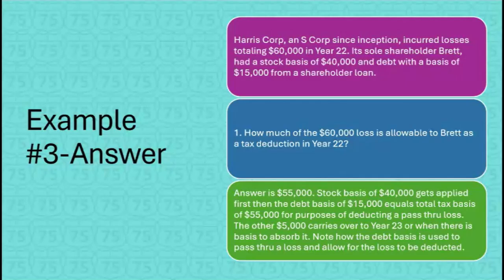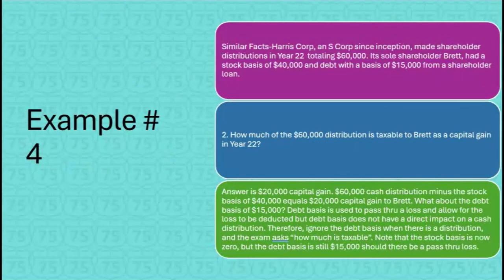Note how the loan basis, the debt basis of $15,000, is used to pass through a loss and allow for that loss to be deducted. And that's good news for the shareholder because without allowing that debt basis to be available for this pass-through loss, then the maximum loss deduction would have only been $40,000 instead of $55,000. And the question asked how much of the $60,000 loss is available to Brett as a tax deduction, and the answer is $55,000. All right, example number 4 now is based on somewhat similar facts.